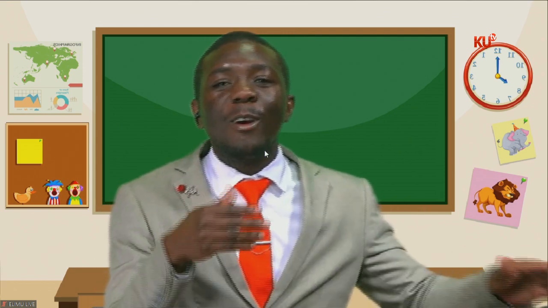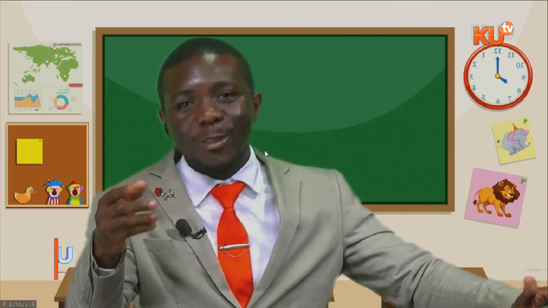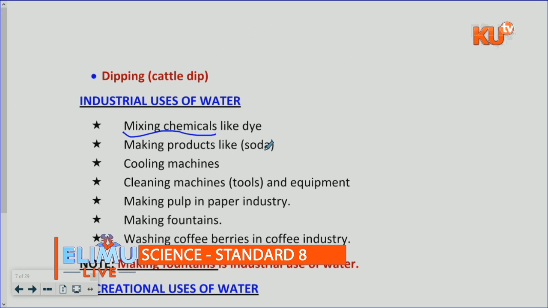And you'll find that three quarters of it, or even four quarters, one whole, is water. And then they just mix that with food colors and chemicals. So you'll find one of the uses of water there is making products like soda. Water, these machines are running.